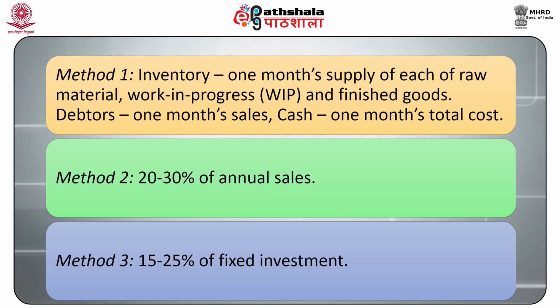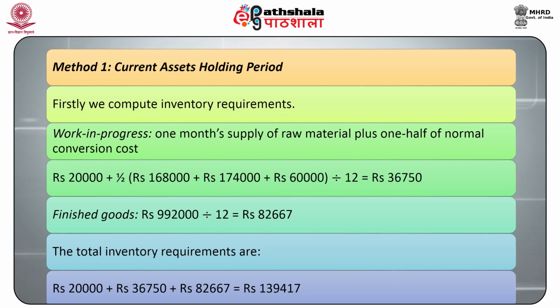The assumptions are: method 1, inventory is 1 month's supply of each raw material, work in progress and finished goods, debtors 1 month's sales, cash 1 month's total cost. Method 2 is 20 to 30% of annual sales. Method 3 is 15 to 25% of fixed investment. The following calculation shows that the three methods work for firm A. You may calculate for firm B also.